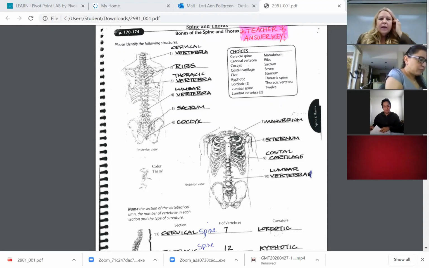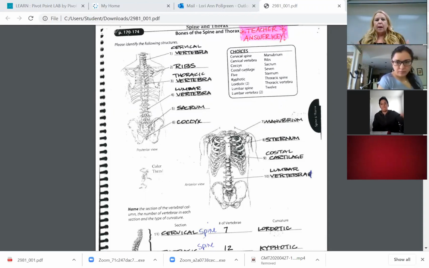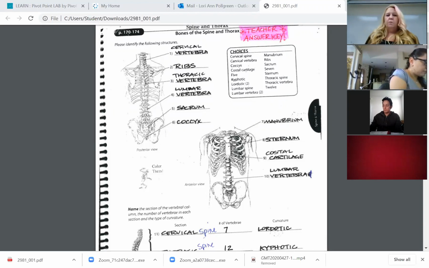And then number 9, the costal cartilage, it's pointing to the actual cartilage. As the ribs wrap around, they become cartilage as they come into the sternum. So it looks like part of the rib, but it's where the rib becomes cartilage as it attaches. And then number 10 is pointing to the lumbar vertebrae.